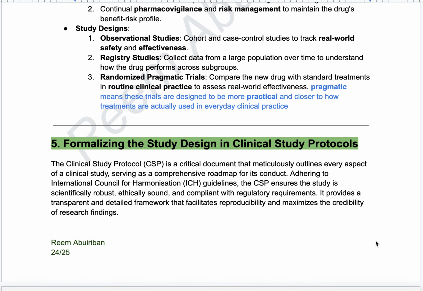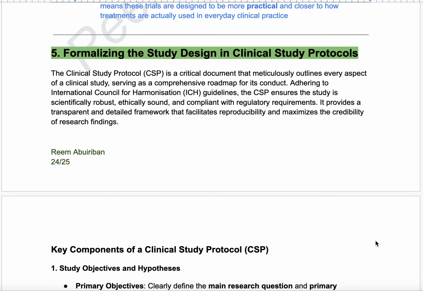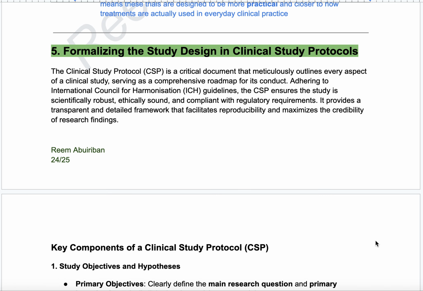And now we can go to the fifth and final topic in our lecture, formalizing the study design in clinical study protocols. The clinical study protocol is a critical document that meticulously, that means very accurately, outlines every aspect of a clinical study, serving as a comprehensive roadmap of its conduct, adhering to the International Council for Harmonisation guidelines. The clinical study protocol ensures that the study is scientifically robust, ethically sound, and compliant with regulatory requirements.